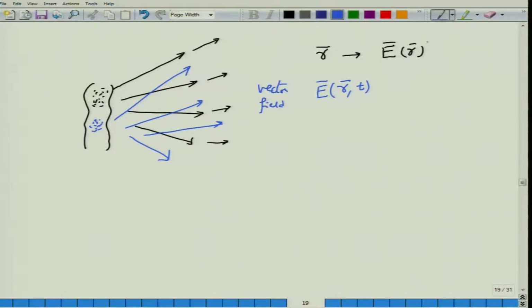You can have a time invariant field such as E of r, and if E of r is further dependent on time, then what you obtain is a time varying vector field. So you can have fields which are time variant and time invariant. So this is all about a scalar field and a vector field, okay.